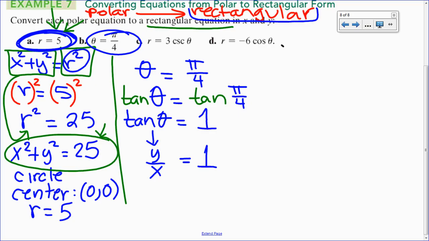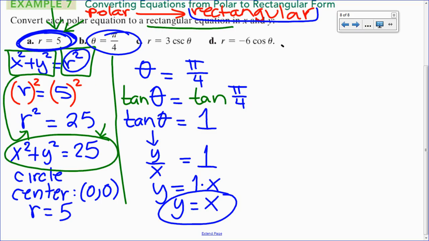And then right there, could I solve for y? Yes, you could. Yes, because the x, what is the x doing to the y? Dividing, so we need to multiply. So 1 times x, so y equals x. So what kind of graph will that be? Linear. Just a linear, right? Just a line. Very good.